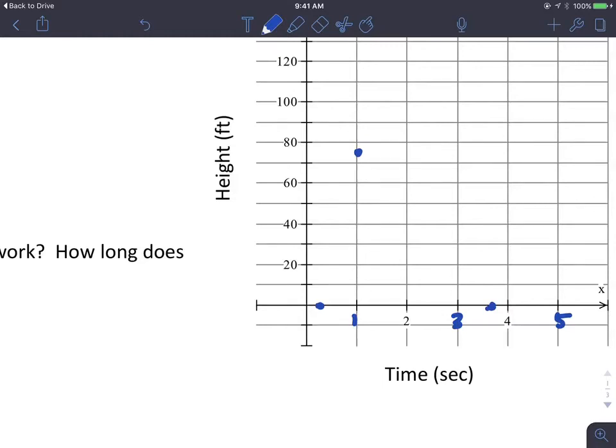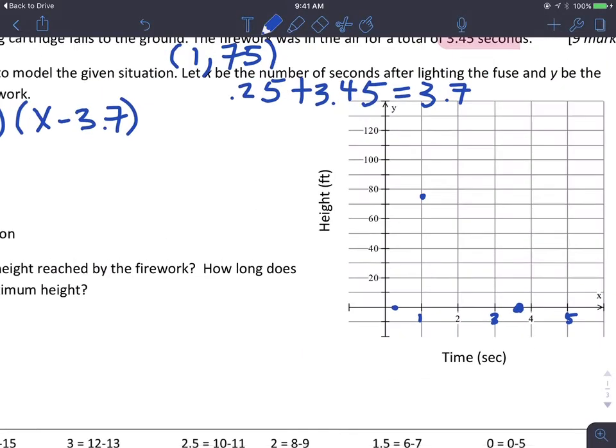Sorry about that, but I'm going to keep going here. So our second x-intercept is at 3.7. So that's this dot right down here.